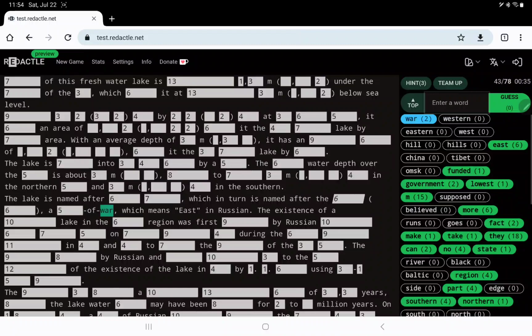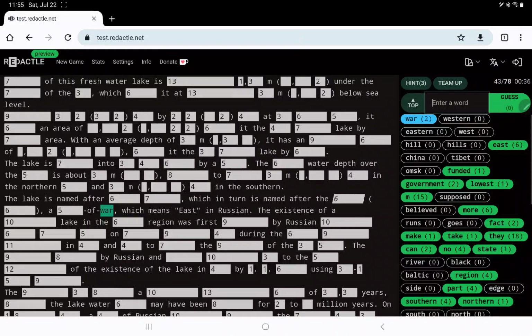I am really struggling with this one. Okay, I am going to look up the Russian for east as a hint. Or actually, why don't I use the hints now that they're finally working for me on this new test site? So I will, but that might actually be the name in the article. So I will just Google East in Russian.